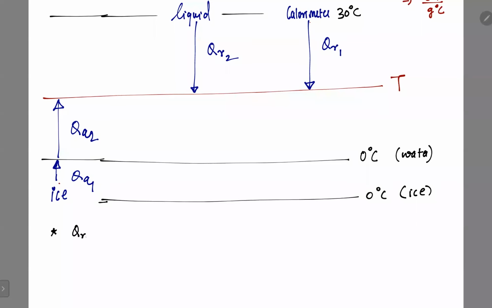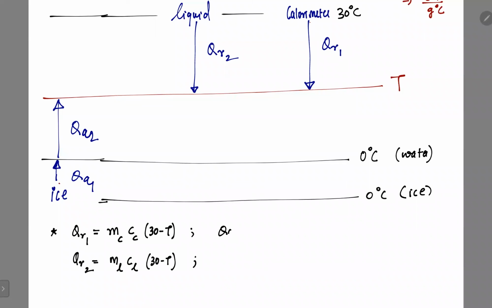Acha, Q released 1. What will be the formula? Is this a case of phase transformation or it's a case of cooling? MC delta T. But this will be mass of calorimeter, C of calorimeter, and delta T. Delta T will be, I have always told you, higher minus lower. So it will be 30 minus T. Always higher minus lower. Okay. Q released 2. That will be mass of liquid, C of liquid, and again higher minus lower. Do you agree with me? Yes, sir.